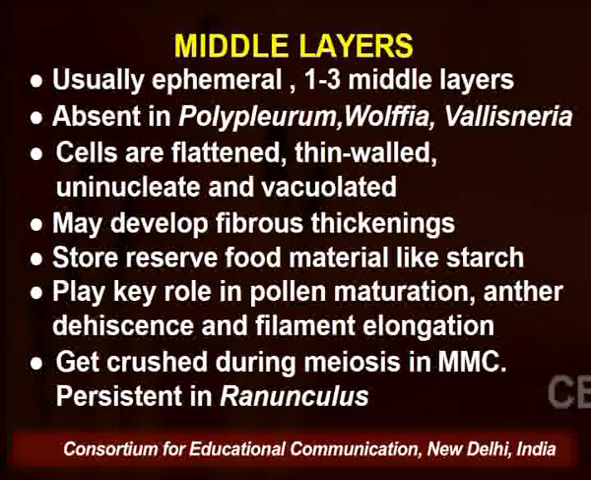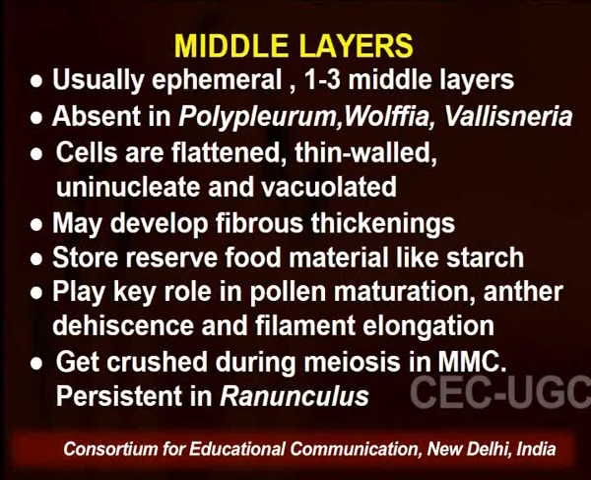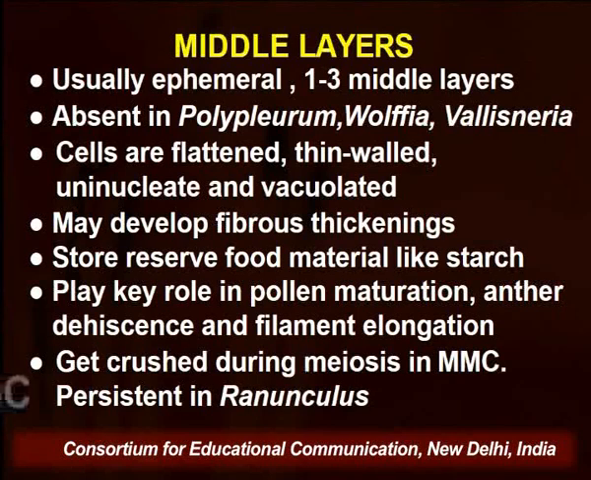So, the outermost layer is the epidermis, followed by the endothecium, and then inner to the endothecium we have middle layers which are usually ephemeral. By ephemeral I mean that they are short-lived. There can be 1 to 3 middle layers present in different species of angiosperms. But there are certain species where there are no middle layers present. Potamogeton, Vallisneria, Wolffia are some of the species where there are no middle layers present.